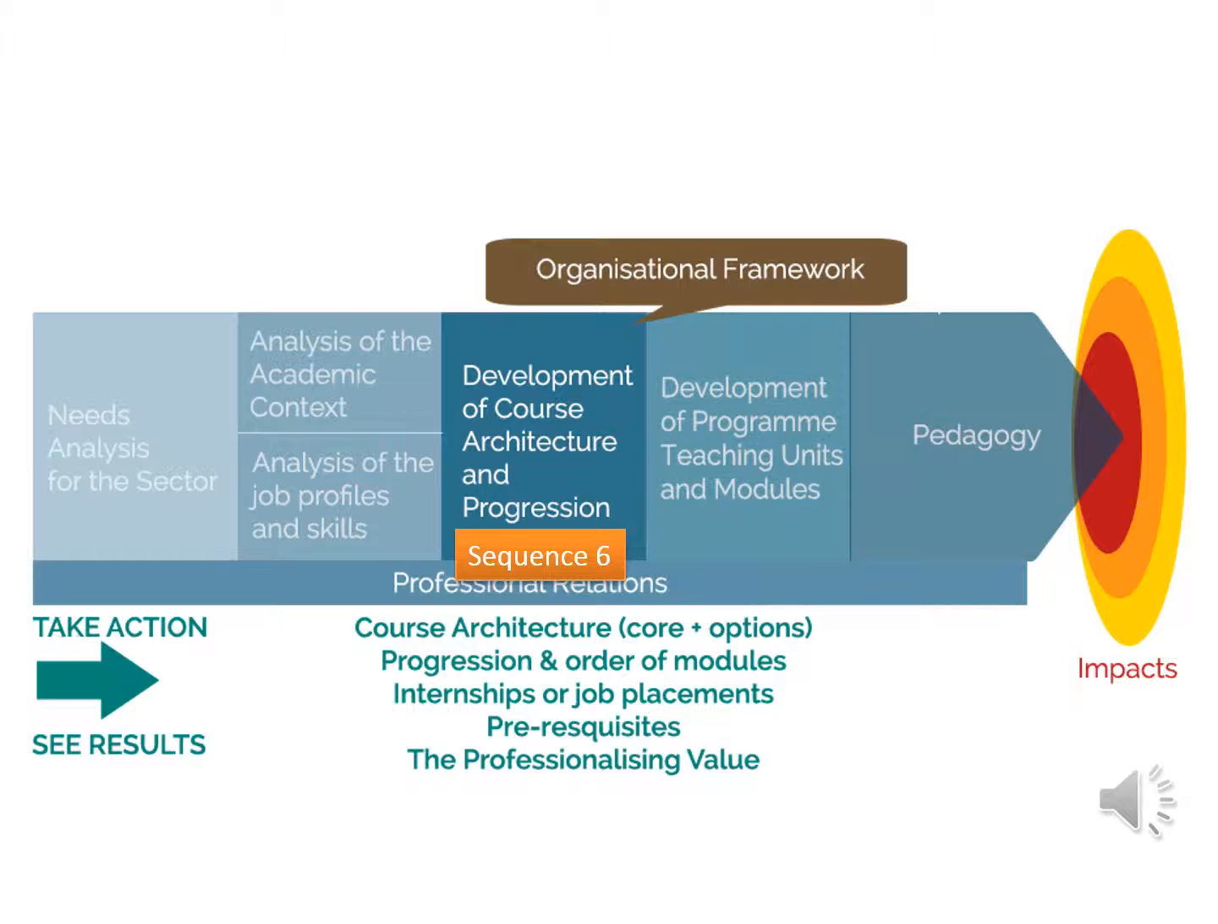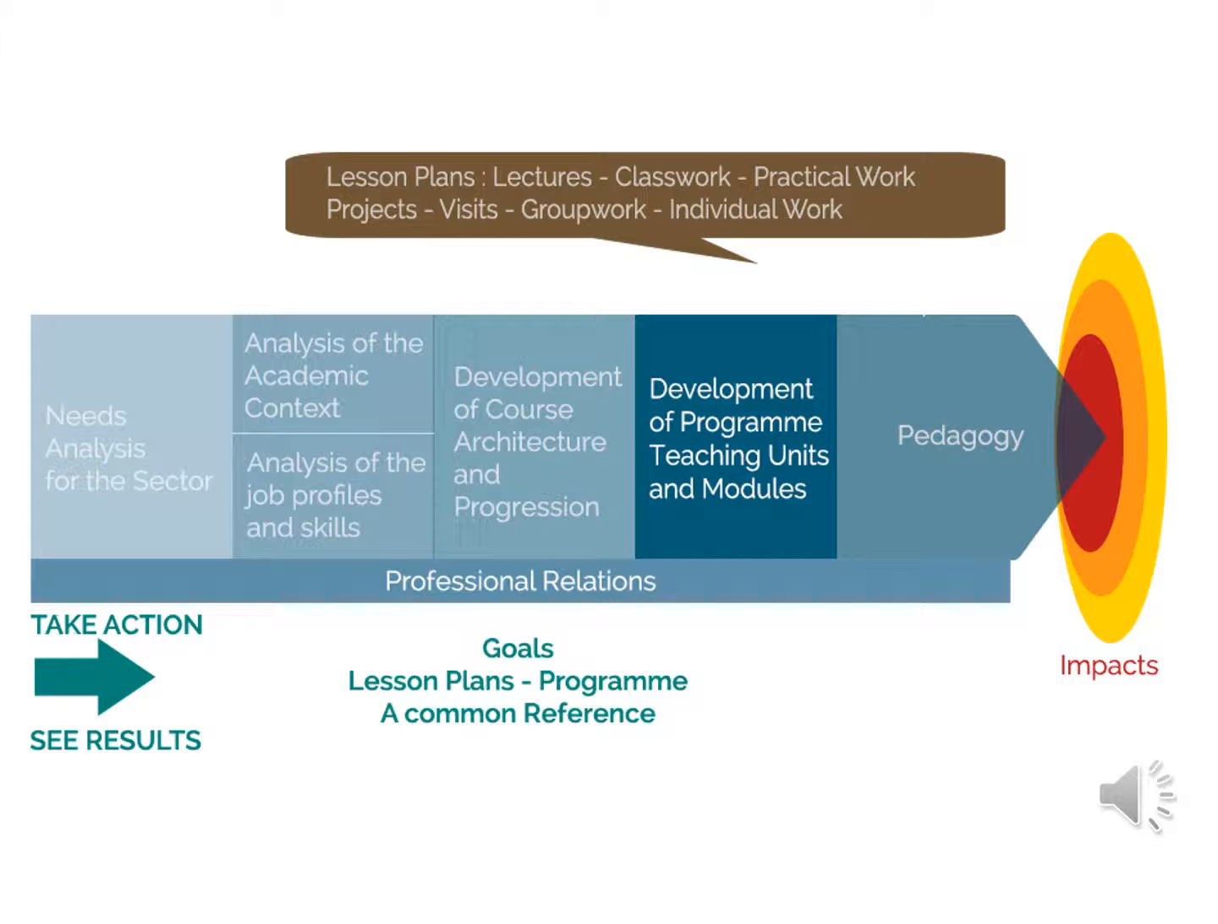This step will be described in the sixth sequence of this teaching unit. The fifth step in course design is writing the program for each teaching unit and each sequence. Coursework, practical work, classwork, and visits need to be positioned logically along the program. The result of this work is a set of lesson plans, which become the reference for the course. Short-term, mid-term, and long-term goals are clearly presented from A to Z concerning every type of interaction with the students. This step will be described in the seventh sequence of this teaching unit.